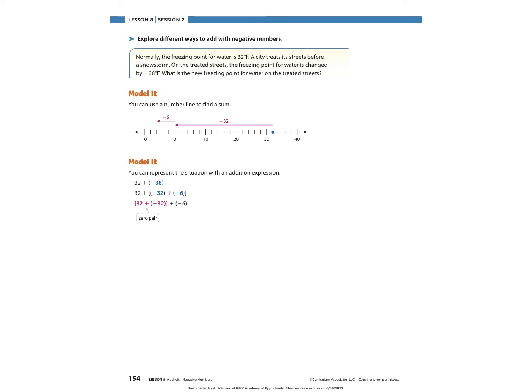On this page, you didn't have to do anything. It's just showing you what's happening. The freezing point was here, but after they get treated, it ends up way down here, which is at -6 degrees. So you can see it on a number line, but mathematically, it's kind of what I just showed you, but it looks a little confusing.